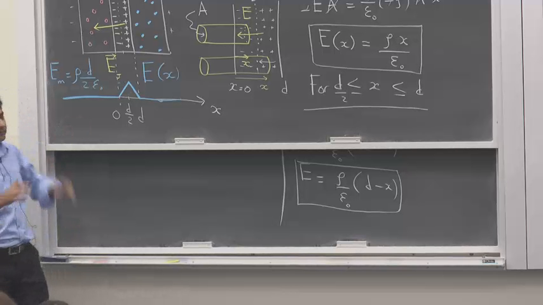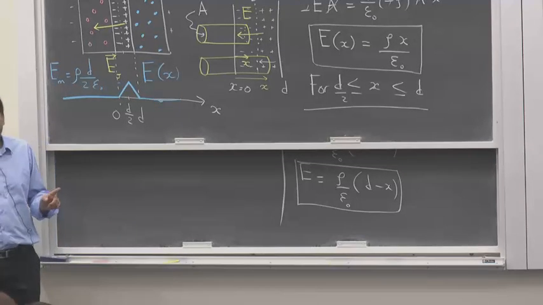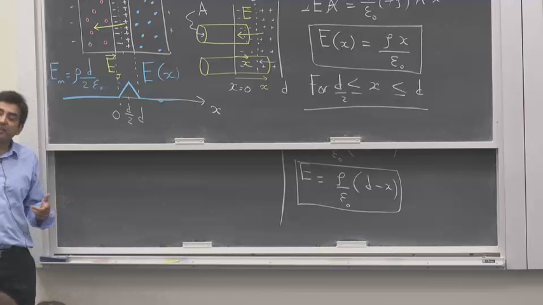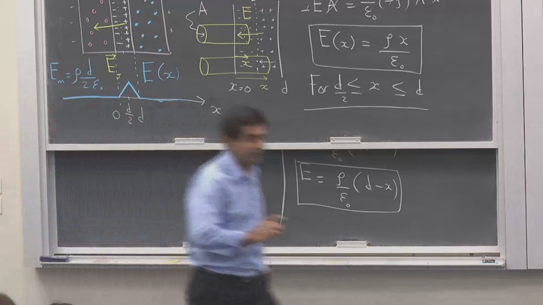But now we have a profile of the electric field. Since we have a profile of the electric field, we can actually find out how the potential varies inside this region, because we know that the potential and the electric field are related.